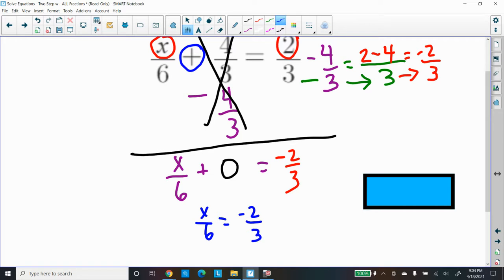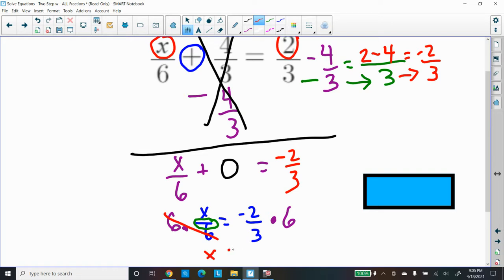Now the next step, step 2, I multiply or divide depending on the operation that's given here. We have a division bar there. The fraction bar means division. So I'm going to do the opposite of division, which is multiply. I'm going to multiply by 6. And that's the denominator, so I can get rid of the denominator. But remember, you do that to both sides. The 6's are going to cancel down to 1, leaving us with the x.